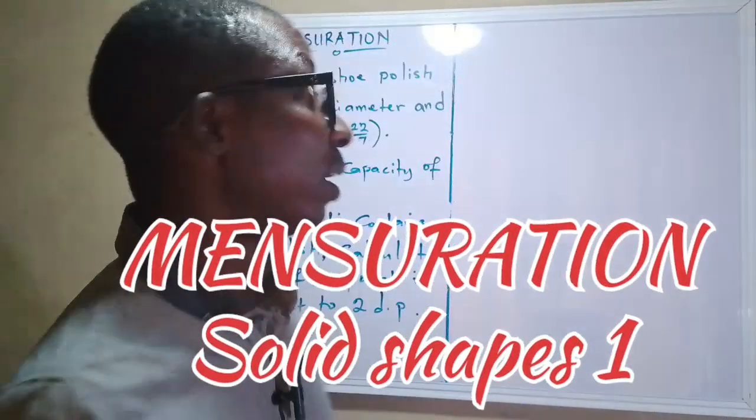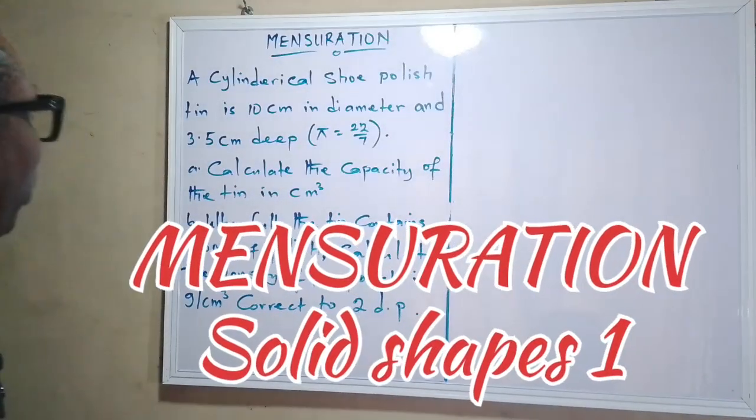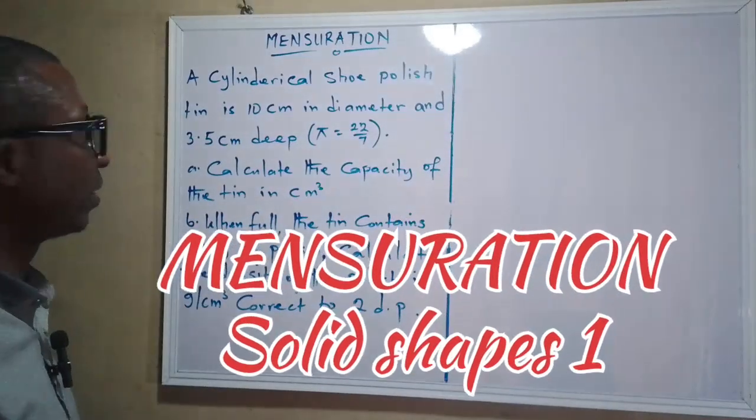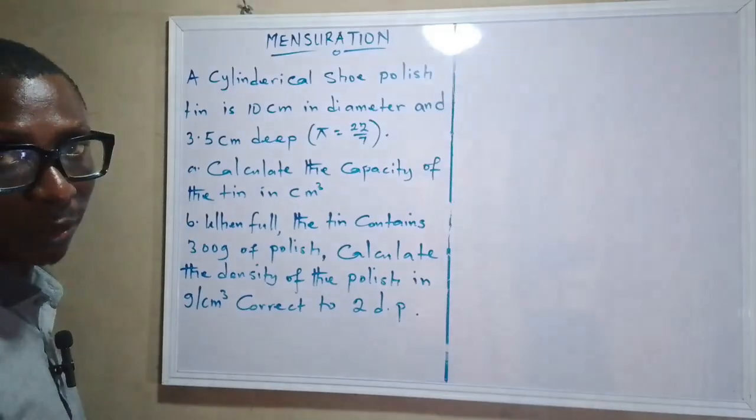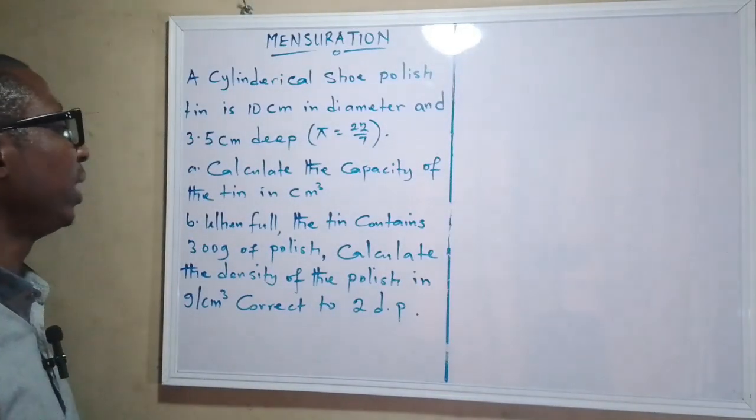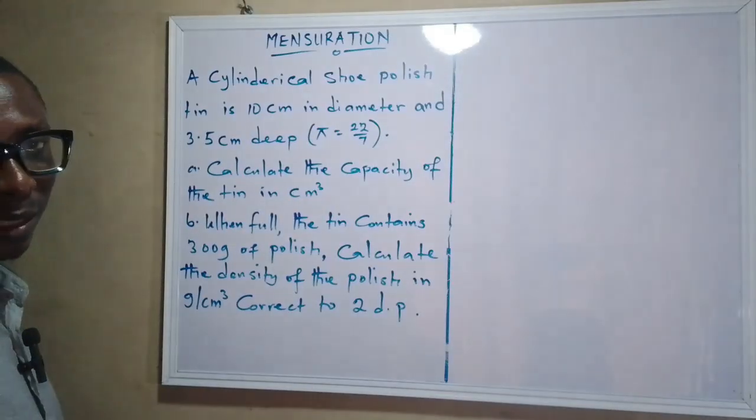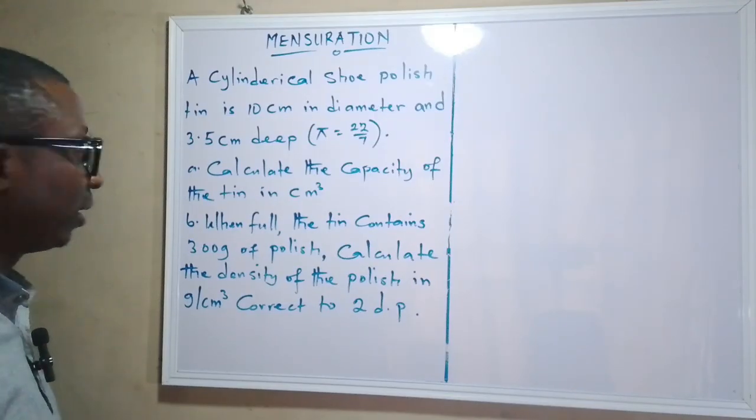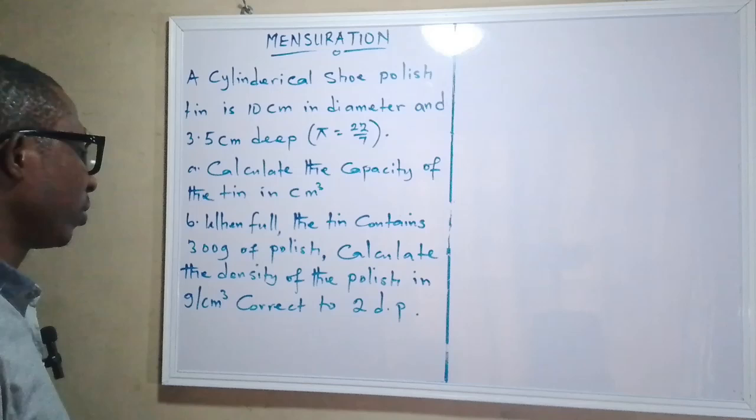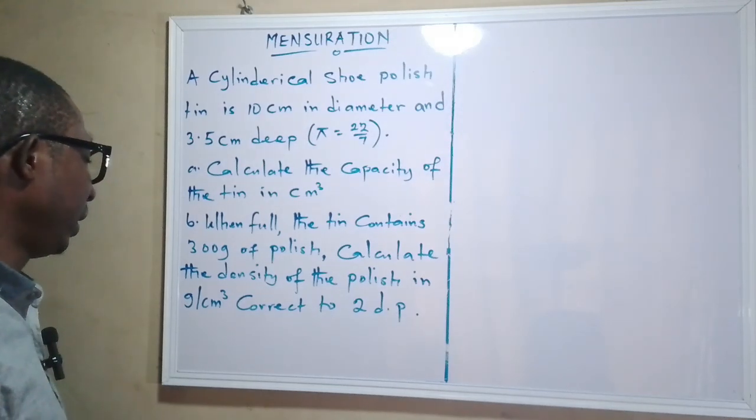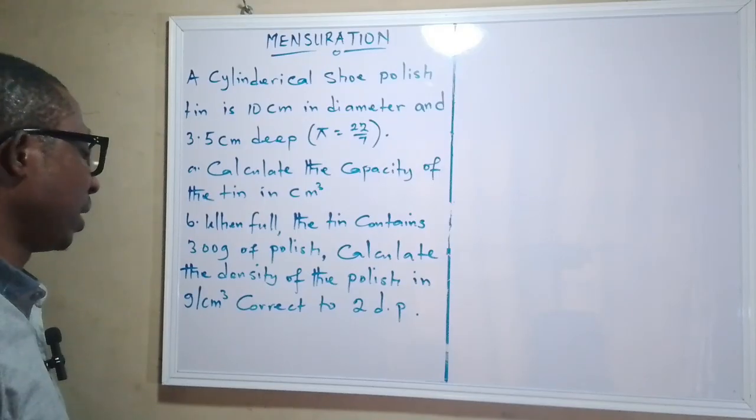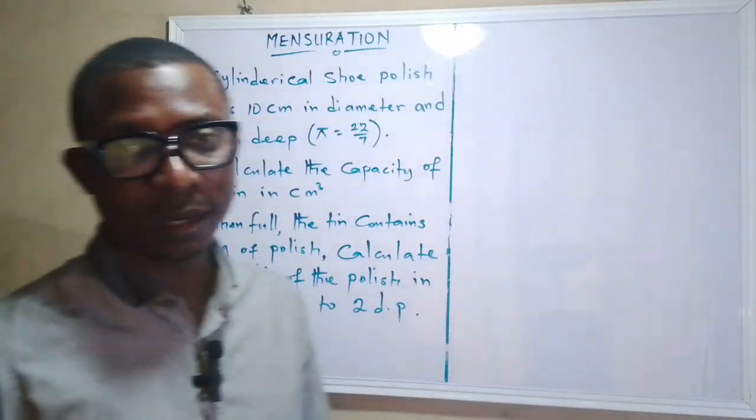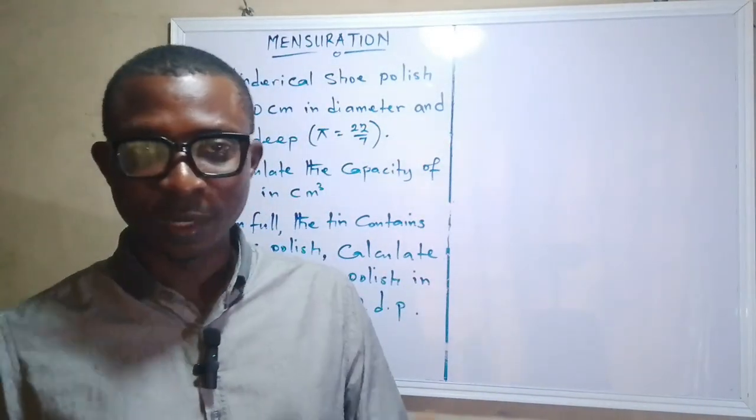Now let's look at this problem together. A cylindrical shoe polish tin is 10 centimeter in diameter and 3.5 centimeter deep. Take pi to be 22/7. A. Calculate the capacity of the tin in centimeter cube. And B. When full, the tin contains 300 grams of polish. Calculate the density of the polish in gram per centimeter cube, correct to 2 dp.